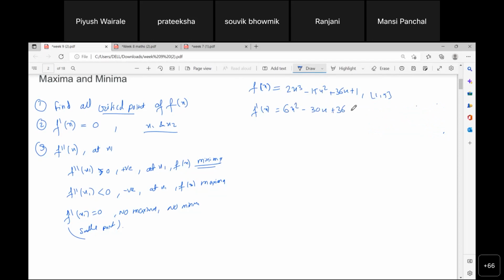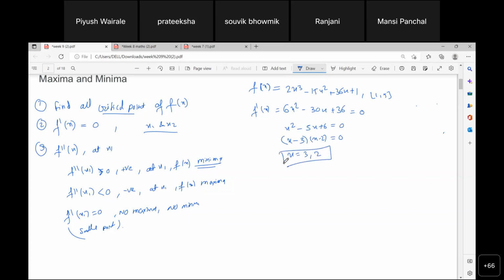We have to equate this to 0. I can take 6 common and equate to 0, so I will get x squared minus 5x plus 6 equals 0. Now, what are the factors of this expression? x minus 3, x minus 2 equals 0, that is x equals 3 and 2. So my critical points are x equals 3 and x equals 2.